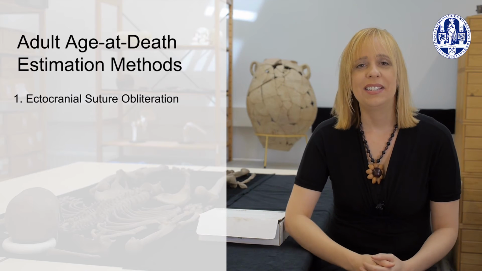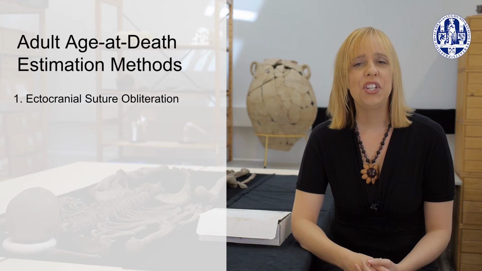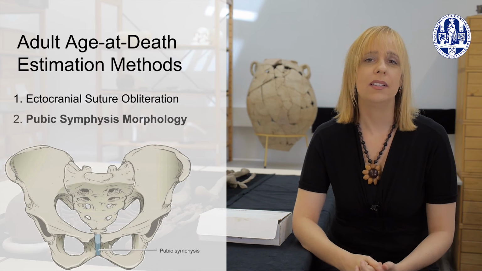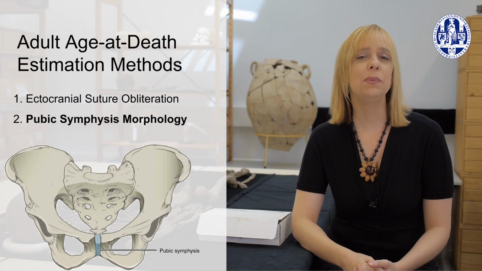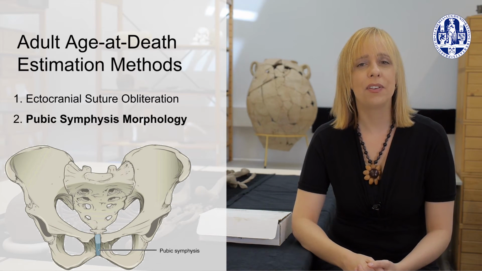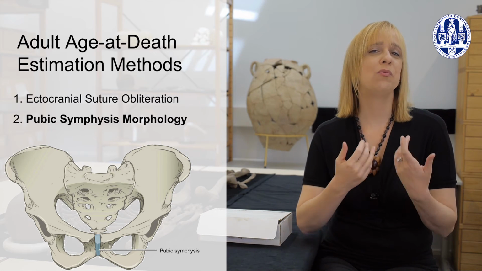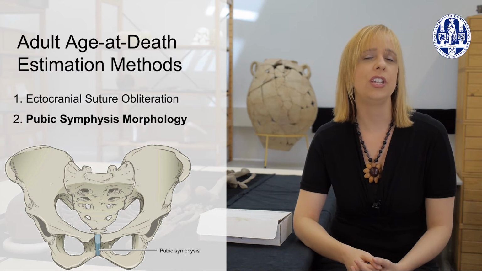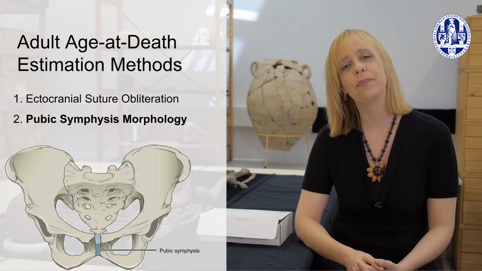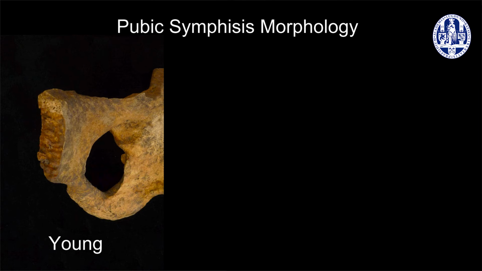The next adult age estimation technique uses the shape or morphology of the pubic symphysis. This is where the two pubic bones meet at the front of the body and are joined through cartilage, and they undergo relatively regular changes in morphology from adolescence onwards. Basically, in adolescents and early young adults, the surface is undulated and rugged, showing a series of ridges and grooves with no rim around the outside of the surface, as seen here.